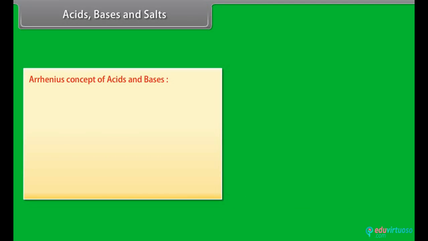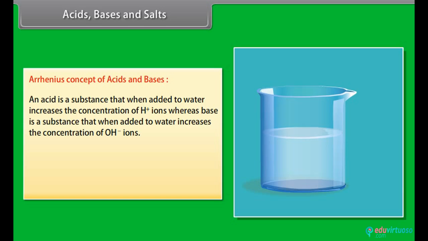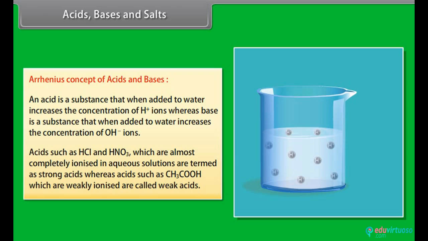Arrhenius concept of acids and bases. An acid is a substance that when added to water increases the concentration of H+ ions, whereas a base is a substance that when added to water increases the concentration of OH- ions. Acids such as HCl and HNO3, which are almost completely ionized in aqueous solutions, are termed as strong acids, whereas acids such as CH3COOH, which are weakly ionized, are called weak acids.